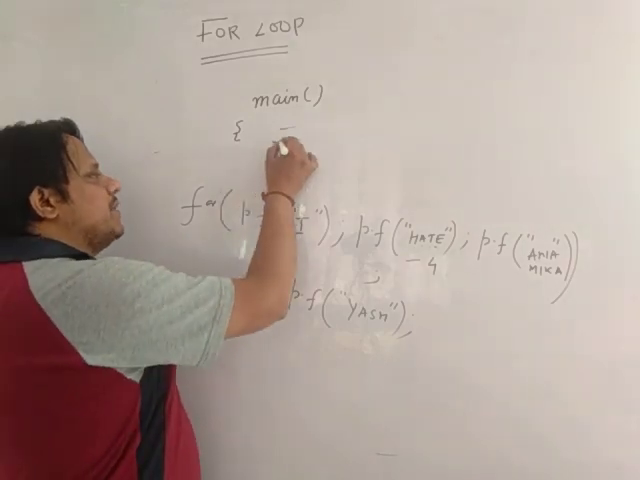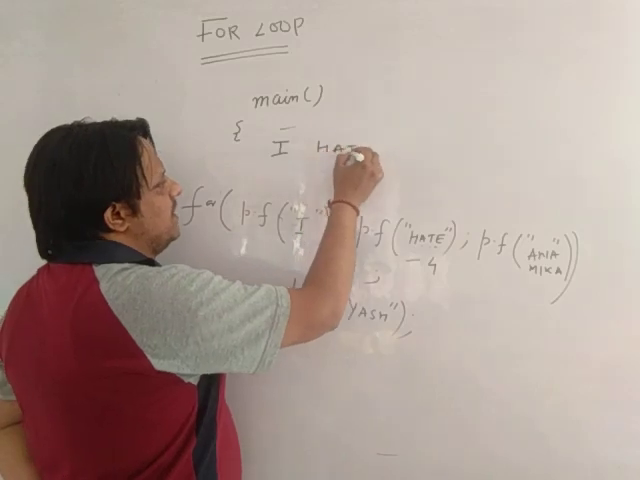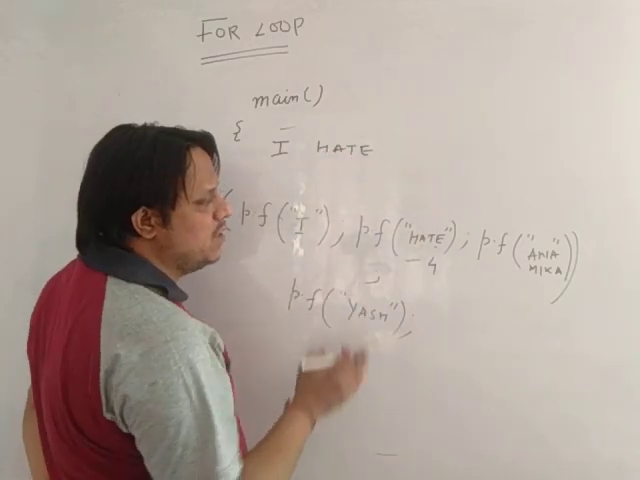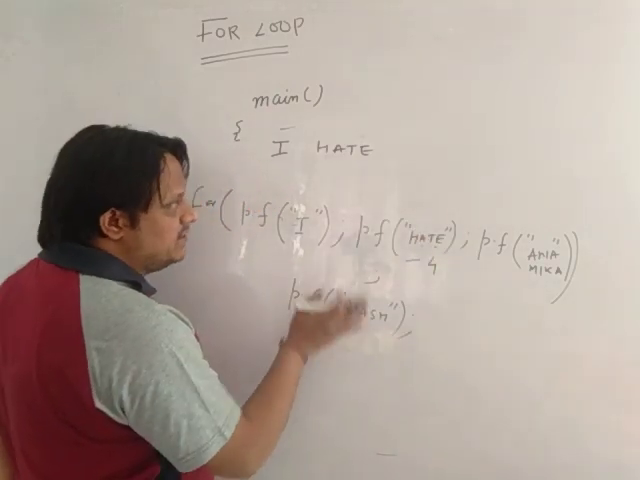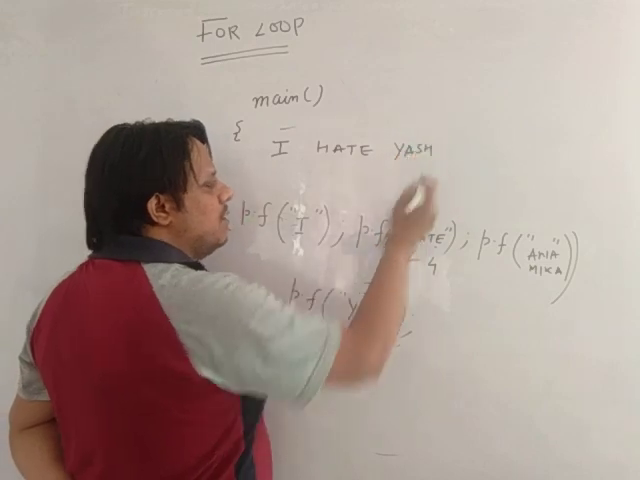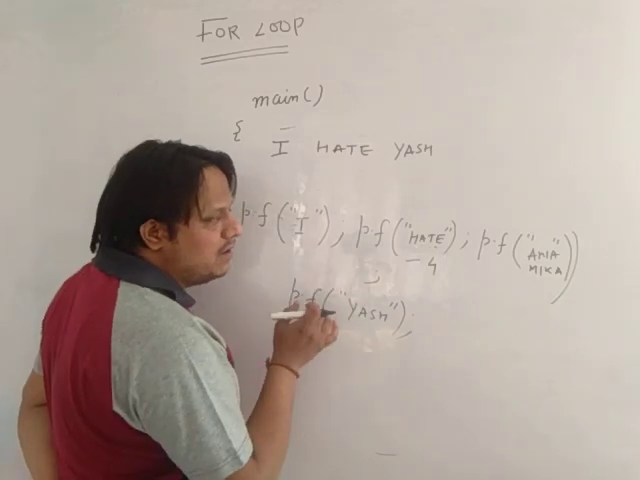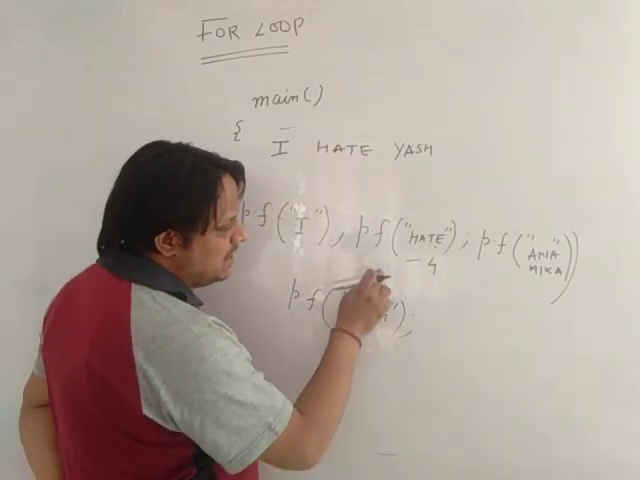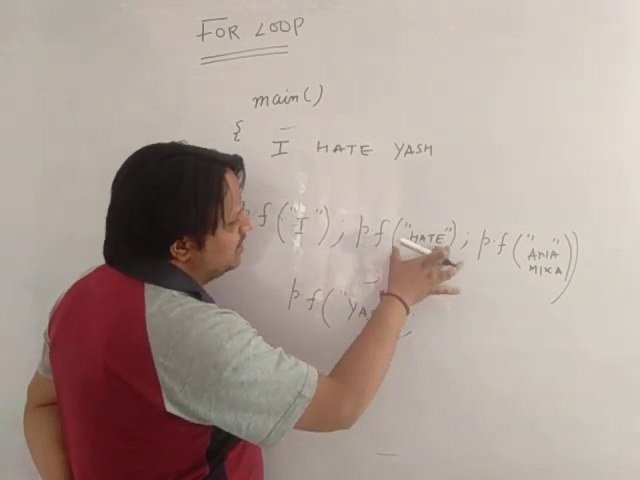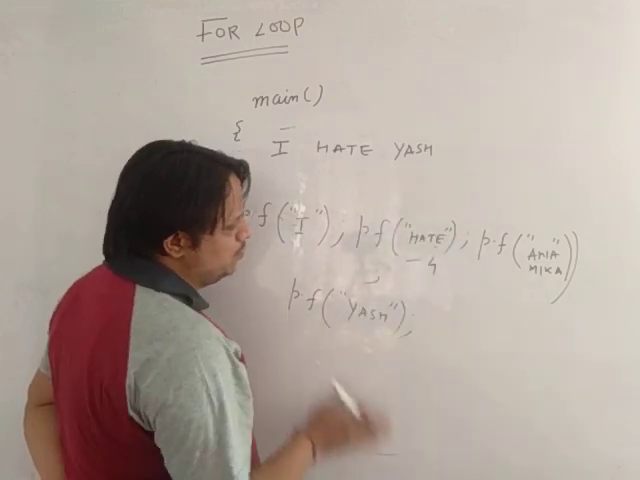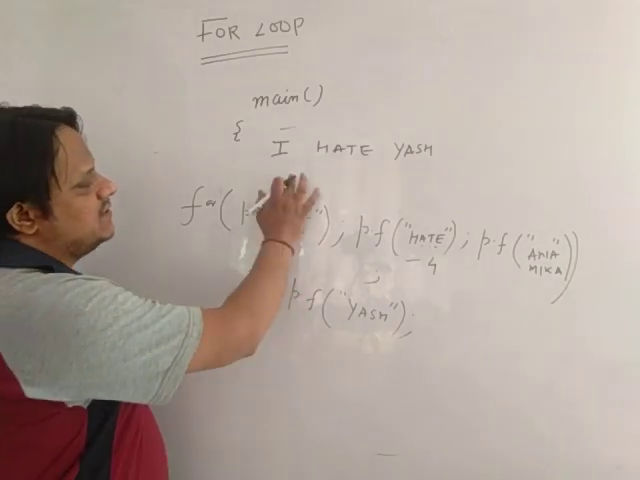So printf I, it will print I first. Then printf hate minus 4. It will print hate first, then it will return the number of characters, which is 4. 4 minus 4 is 0. The condition becomes false, so you will come out of the loop. And you will print Yash, because Yash is not part of the loop. It is part of the program. Had it been part of the loop, this wouldn't have printed. But since there is a semicolon here, Yash is not part of the loop. So the answer is I hate Yash.